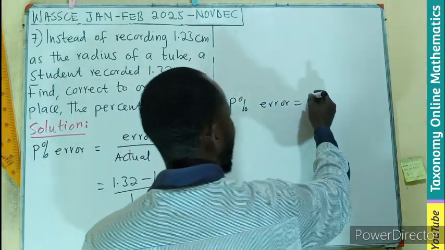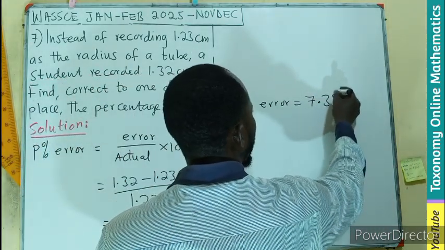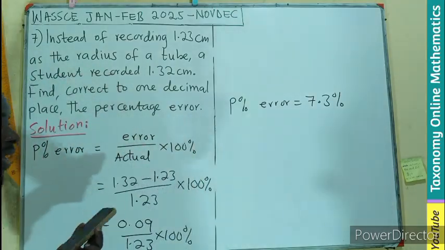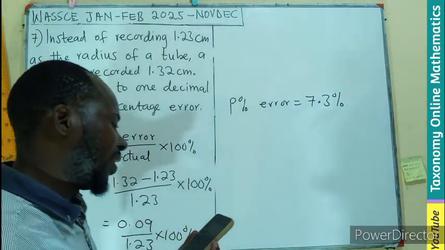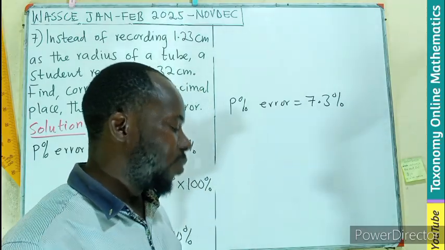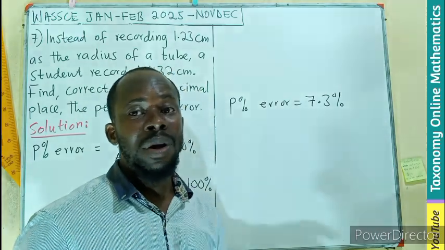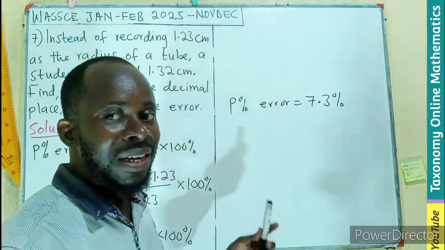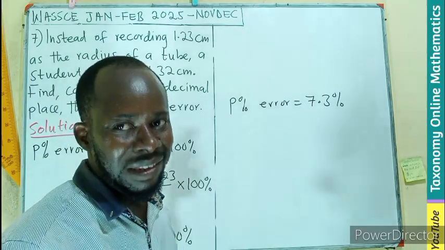7.317. Okay, let's just say we are going for one decimal place, as the question said. So it is 7.317070. So one decimal place will be 7.3. As a whole number, they made an error of 7%.